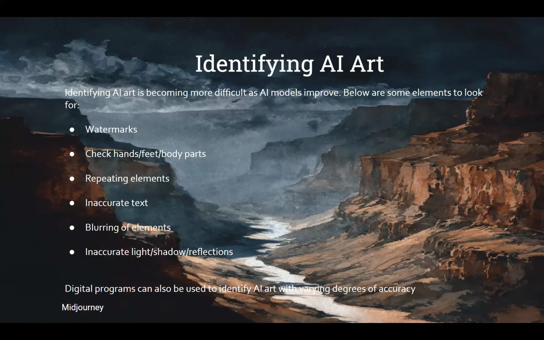And there are some digital programs that can be used to identify AI art with varying degrees of accuracy. So there are some computer programs that can also identify AI art. And depending on the type of AI art and steps that may have been taken to obscure its origin as AI art, that can also affect these digital programs' ability to identify them as well.